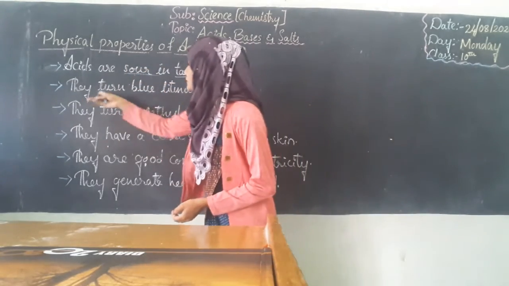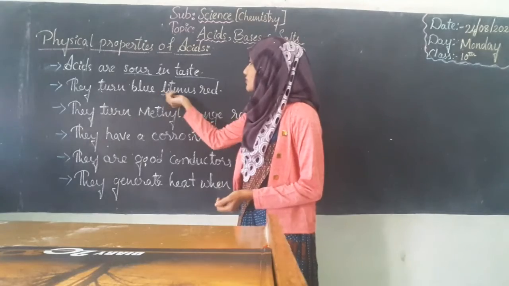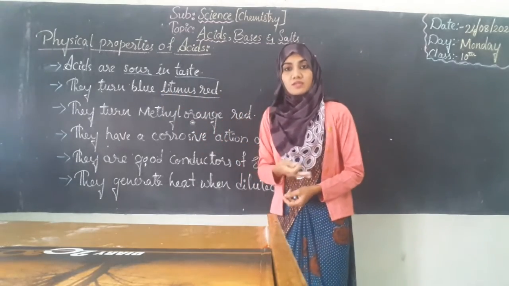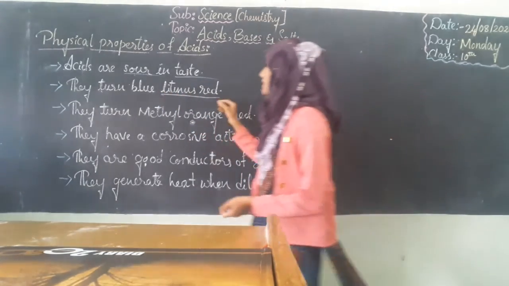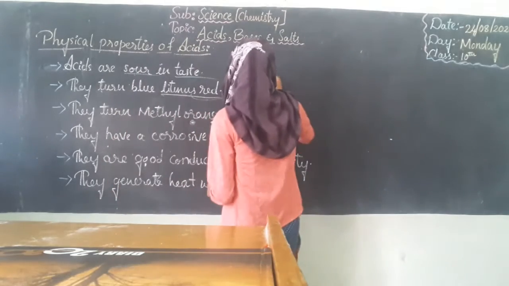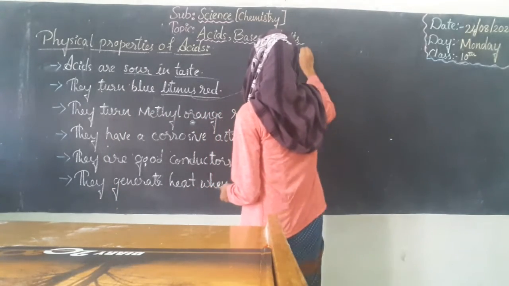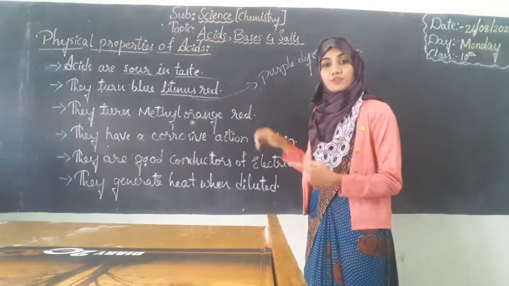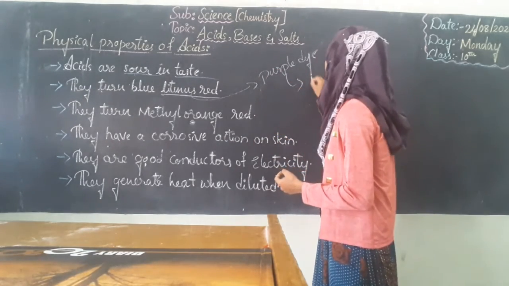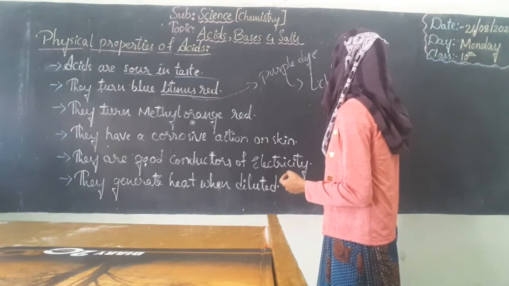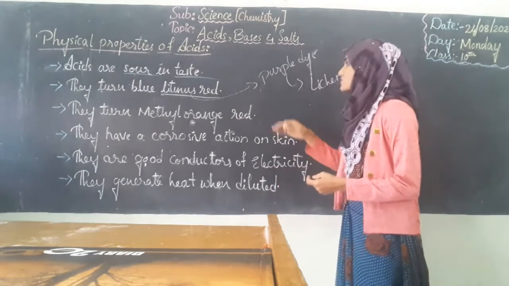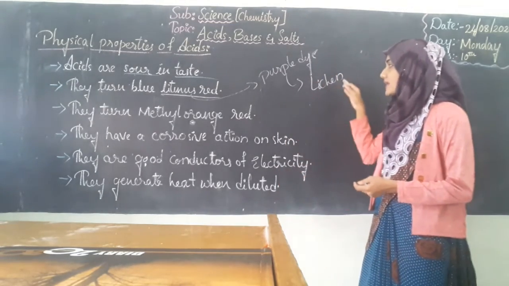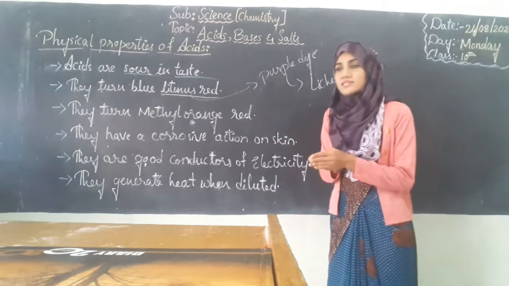Next, they turn blue litmus red. So what is meant by litmus? I have explained it to you in the last class. Litmus is a purple dye. It is a purple dye obtained from a plant called lichen. So litmus solution is a purple dye which is obtained from a plant called lichen.